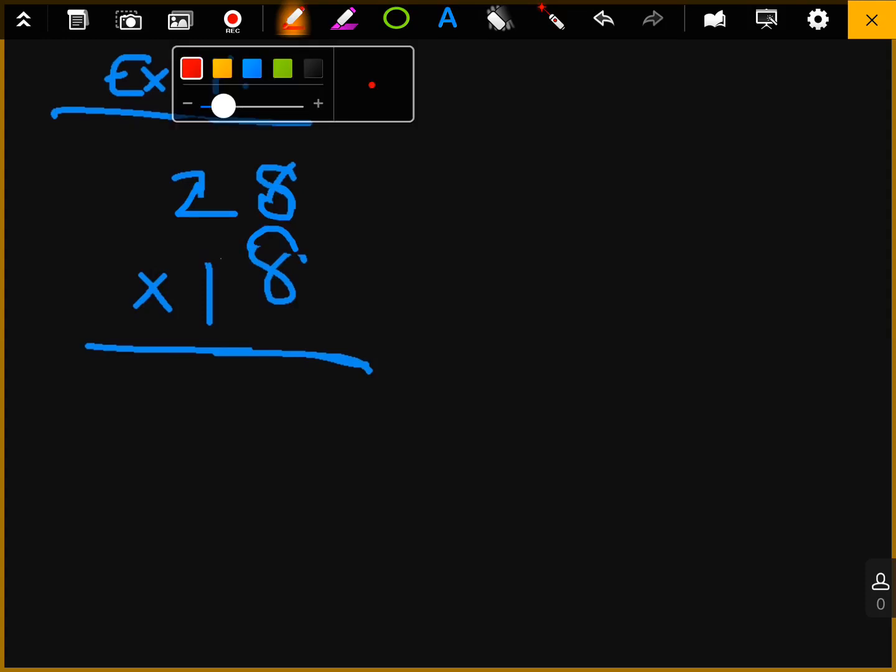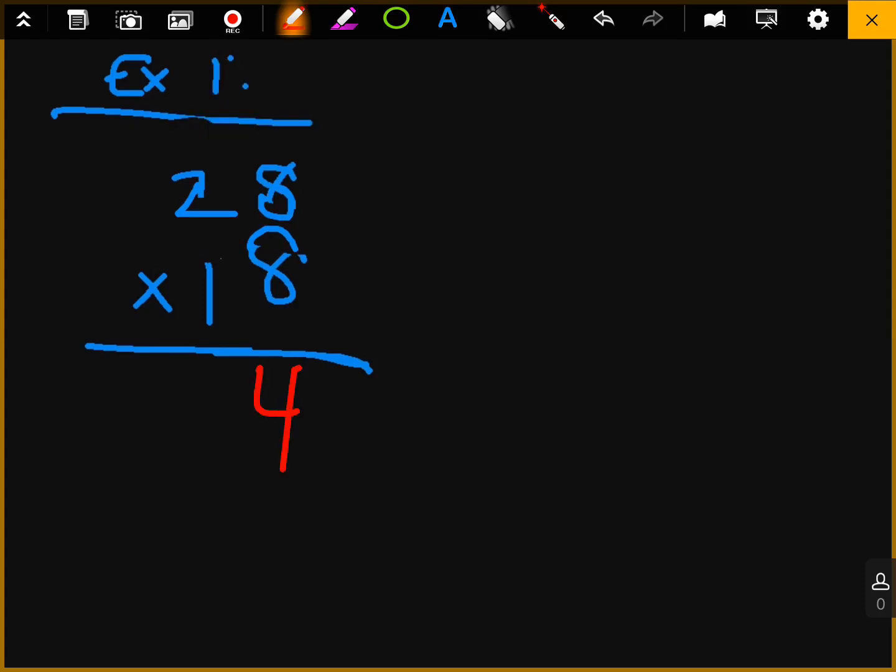So we start with the ones. 8 times 8 is 64. This goes in here, and you carry the number that was in the tens place, 6. That's going to be added to the product of 8 times 2. So 8 times 2 is 16, plus 6 is 22. Now cross out the 6, because you're going to need a new number that's going to be carried over. Actually, for this one, I don't think you will.